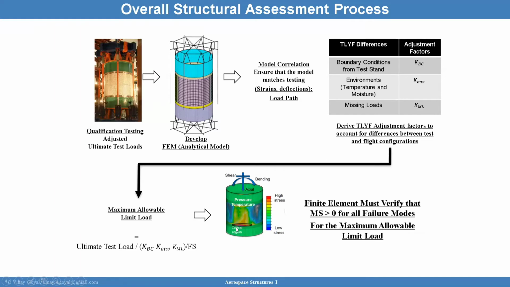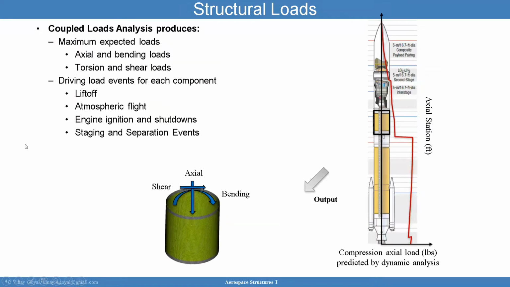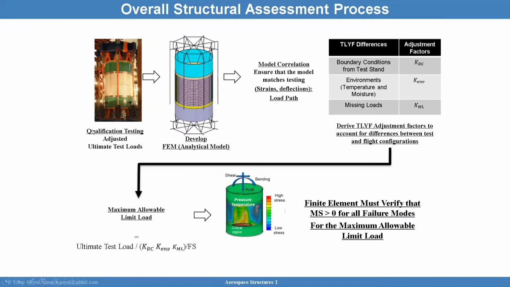Again, you have a limit load that came from the coupled loads analysis. You will then perform qualification testing to limit loads, and the limit loads will be increased by the factor of safety, 1.25 maybe if it's an unmanned vehicle, 1.4 if it's human spaceflight, like for NASA, and then you will increase it further to account for these adjustment factors. So you want to run that test fairly at high loads, and then you can use the limit loads to calculate the structural margins for every single failure mode of concern.